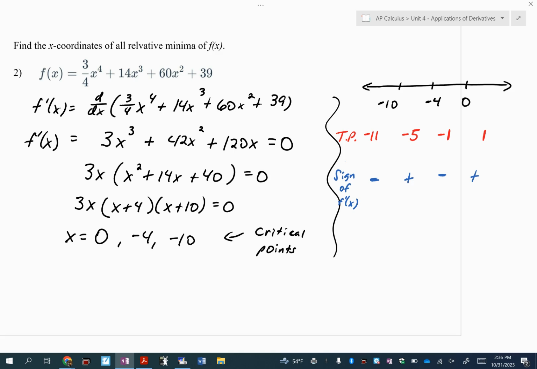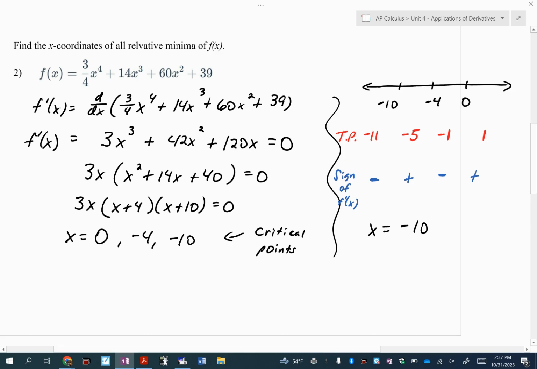Minima means I am decreasing, switching to increasing. If I go from decreasing, switching to increasing, what happens right there? That's my relative minima or minimum value, right? Decreasing to increasing. So when I look at my number line with my signs, I'm looking where I'm going from negative to positive. Negative to positive. All right? So what's my critical point here that I have a relative minima? Negative 10. Negative to positive.